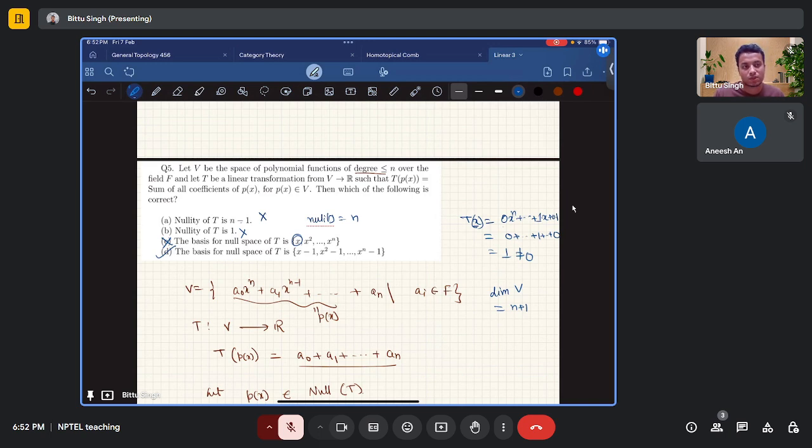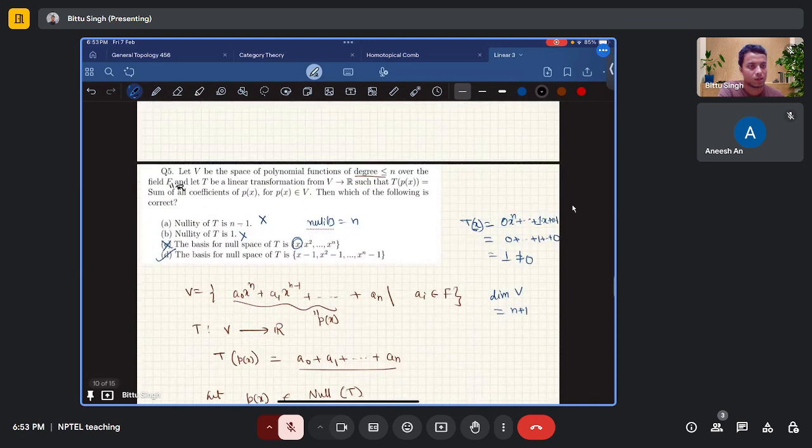We can easily discard those types of options without computation, because we can see that the range space is the whole of R. So the dimension of the range space should be 1, because what is the dimension of R? The field F should be R, otherwise this question does not make any sense. So the dimension of the whole range space is 1, because it is an onto map. Right? It will take the whole of R.